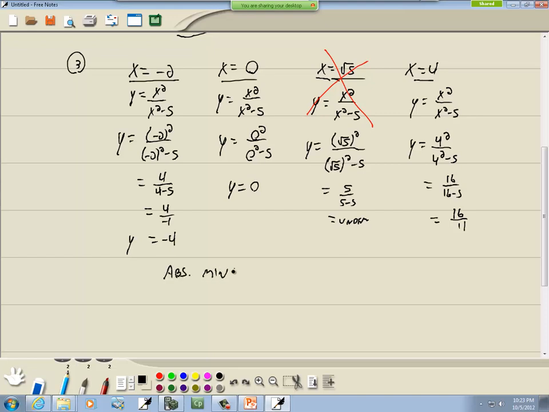So absolute min is our smallest y value. 16 elevenths, 0, negative 4. Negative 4 obviously is the smallest. So we have negative 2, negative 4. Our absolute max is our largest y value, which looks like 16/11ths. So we'd have 4 and 16/11ths.